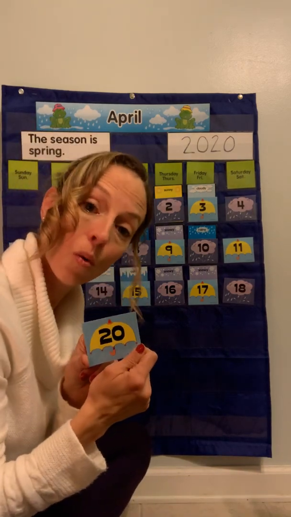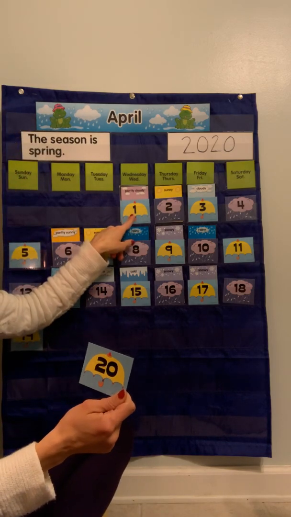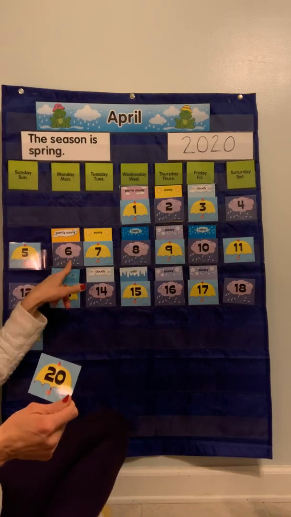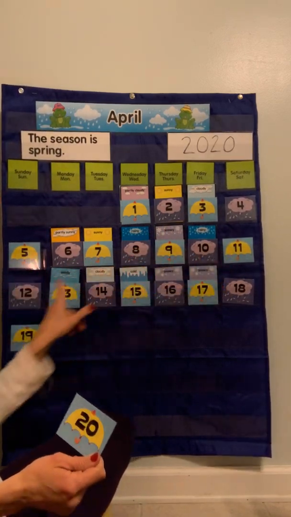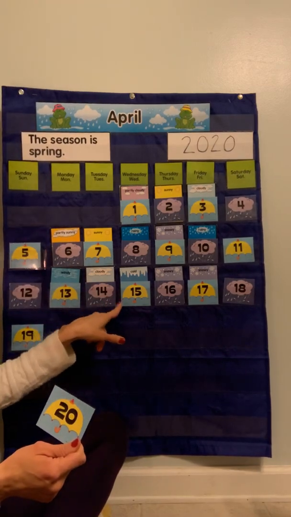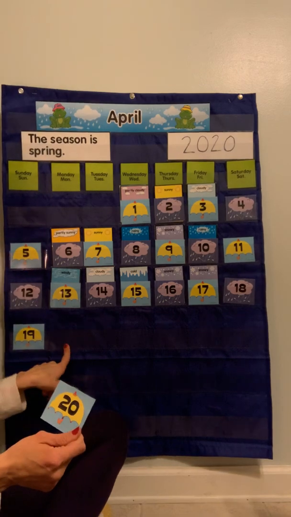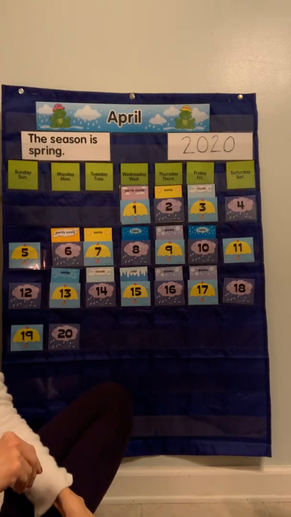So, is it a rain cloud or a sunny umbrella? Let's look at our pattern. Umbrella, rain cloud, umbrella, rain cloud, and so on, up to umbrella, and a rain cloud. Good job. So we'll put our rain cloud here.